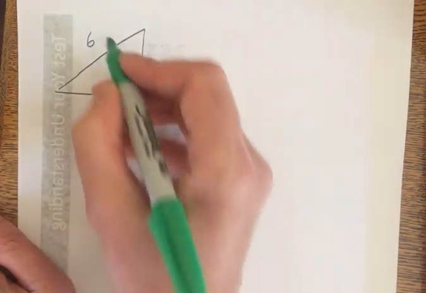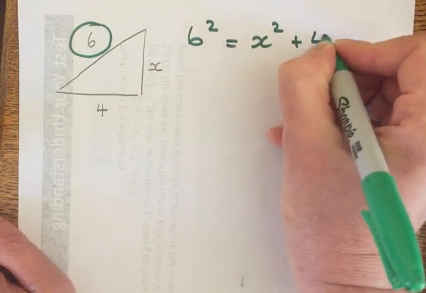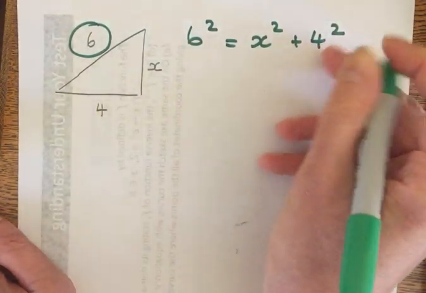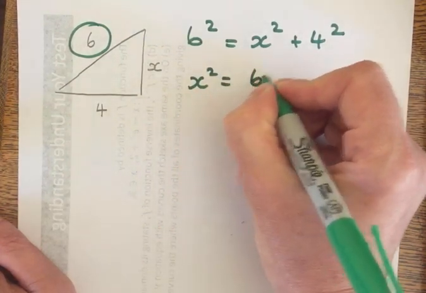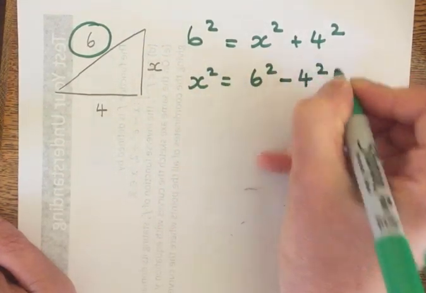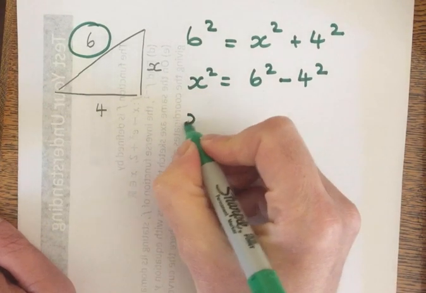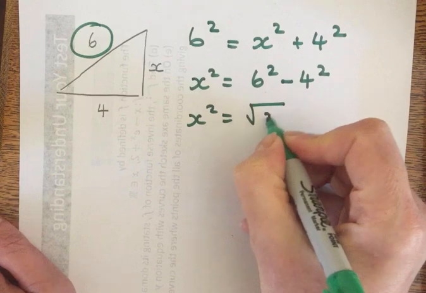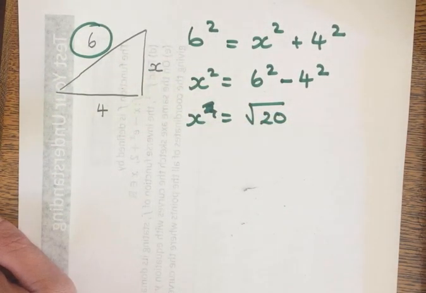Okay, so 6, 4, x, there's my hypotenuse. So this is 6 squared equals x squared plus 4 squared. So if I take away 4 squared from each side, I'm going to find out what x squared is. 6 squared, take 4 squared. That's 36 take 16. X squared is 20, x is the square root of 20.